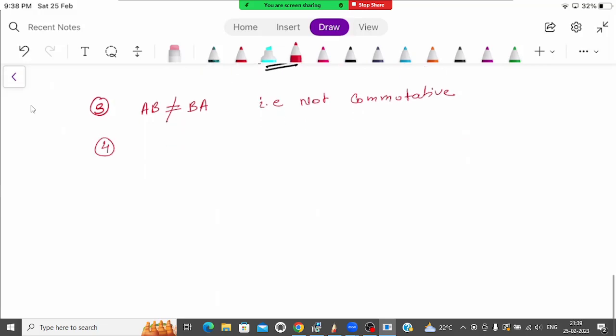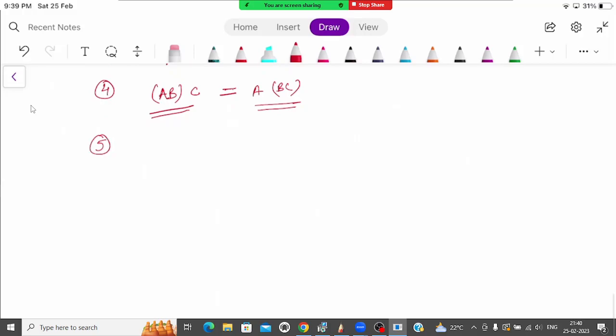The fourth property is, suppose after multiplying matrix A with B we get AB, and we multiply AB with matrix C. And again we multiply B with C to get BC, and multiply it with matrix A. These two matrices will be equal to each other. This is the fourth property.